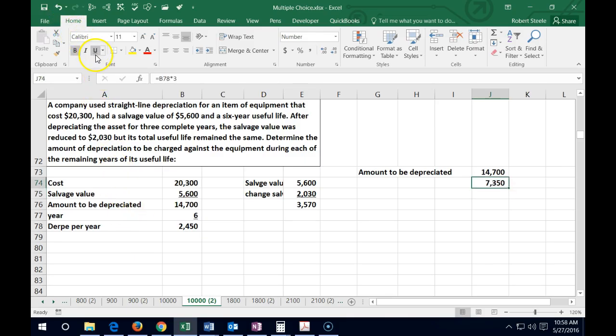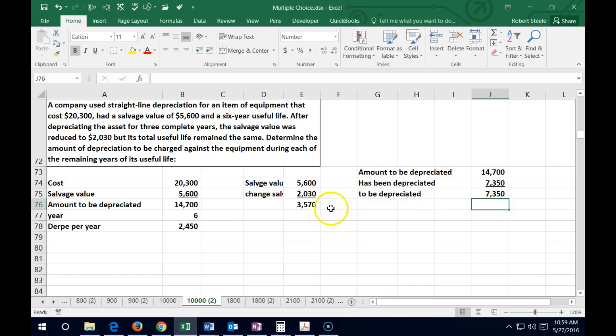We're going to go to the Home tab, underline that. So therefore, this is what we have left. We've got the 14.7 minus the 7,350. So this is the amount that's been depreciated. And this is what is left to be depreciated. And of course, it's even because we're halfway through and it's a straight line method. Now what's going to happen is we need to add to that. We have to say, well, we need to depreciate that 7,350.